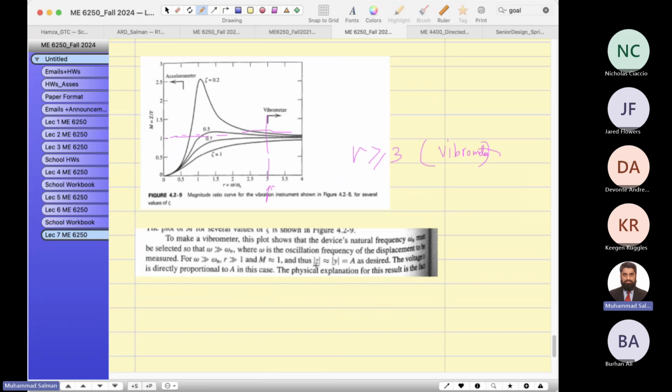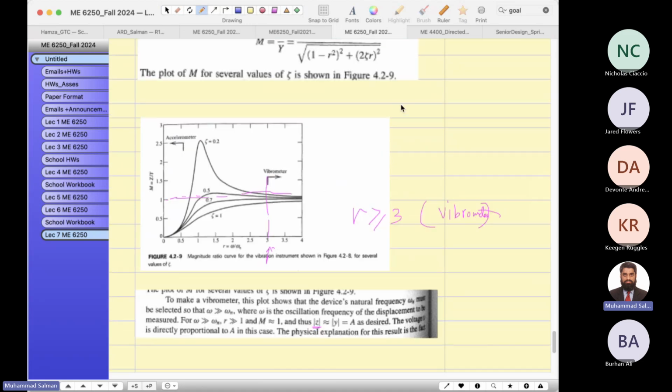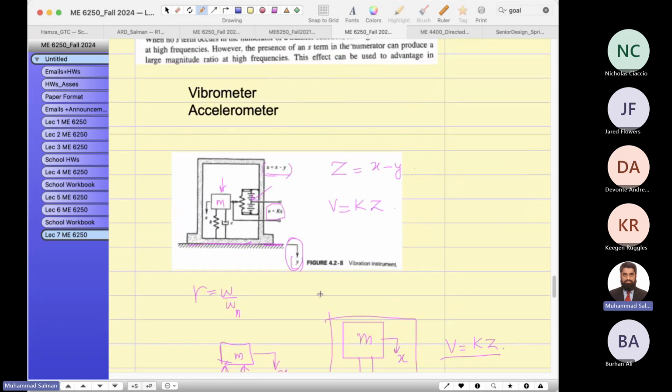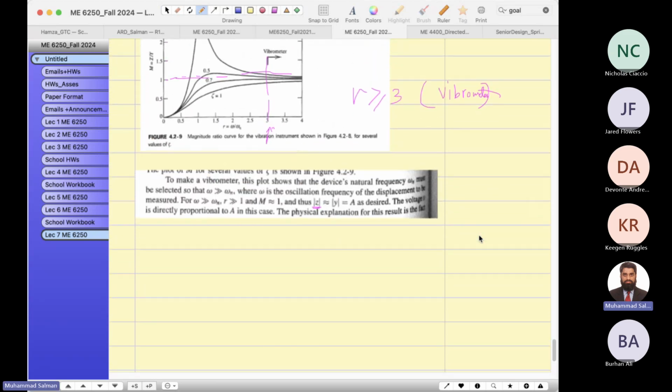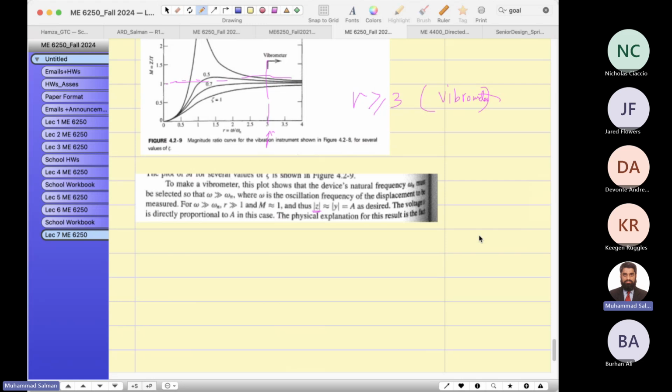Then it behaves like a vibrometer. So this z, as I mentioned, the voltage is directly proportional to z. So it is reading the displacement of this instrument, which is our vibrometer. The purpose of a vibrometer is to find the displacement. The purpose of an accelerometer is to find the acceleration of any structure which is vibrating.